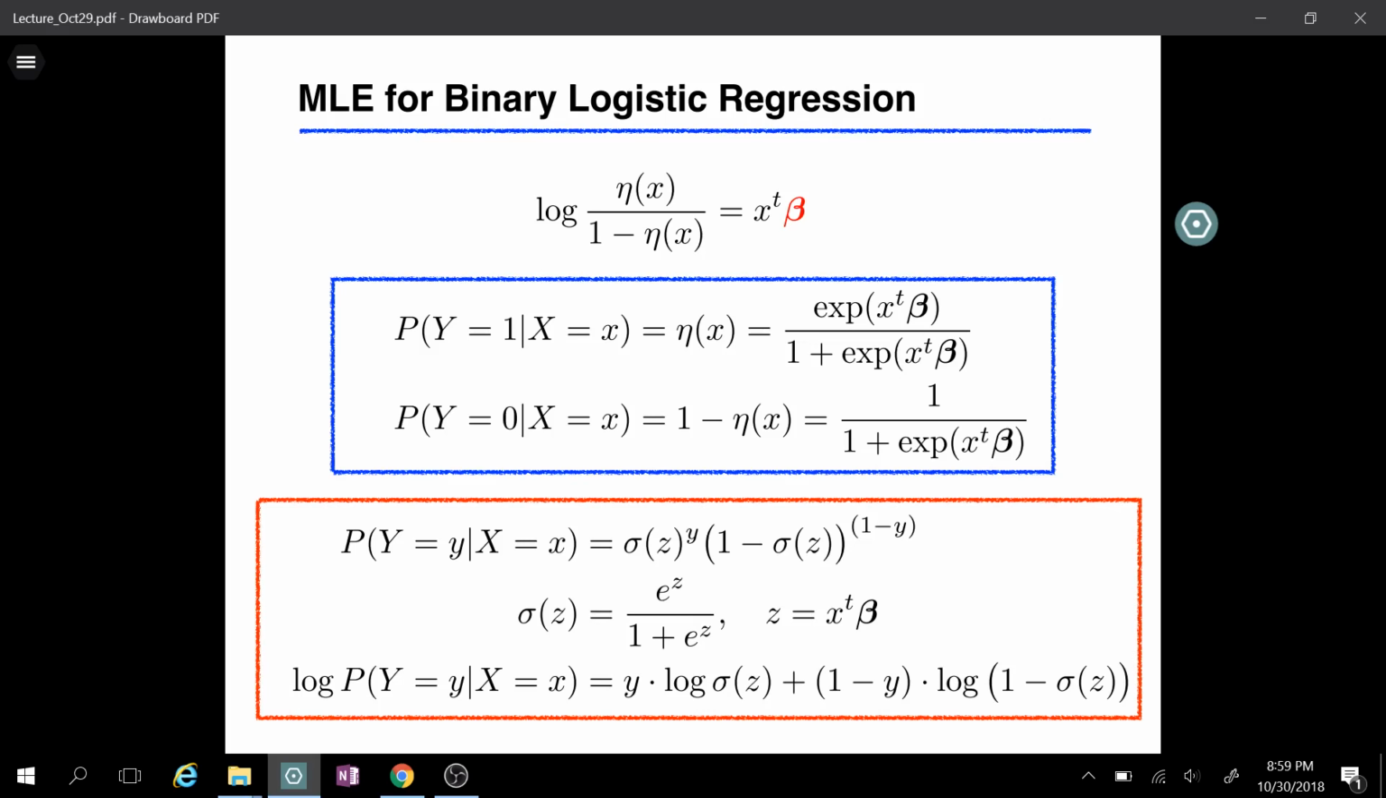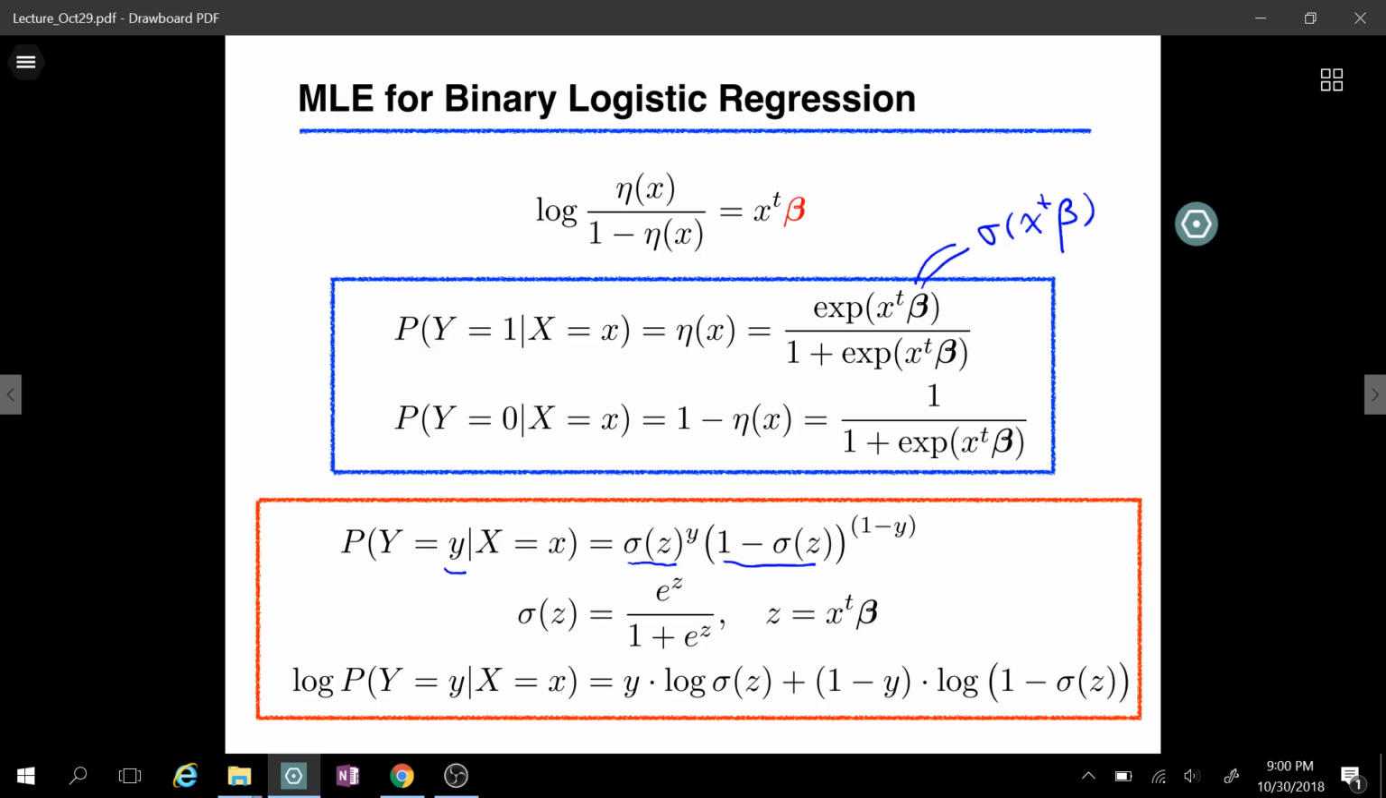Next, we're going to merge the two expressions in that blue box into one. So the probability of y equal to y, where the lowercase y can take value either 1 or 0, we're just going to use a unified form. It's sigma(z). If y is equal to 1, we take sigma(z), which is basically the same as eta(x), so sigma(x transpose beta). If y is equal to 0, we take 1 minus sigma(z), which is basically 1 minus eta(x).